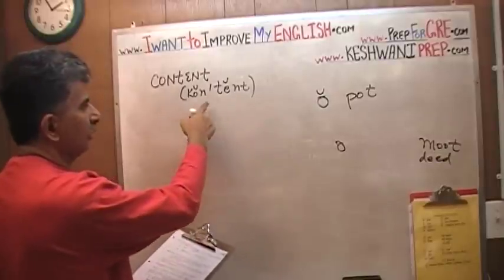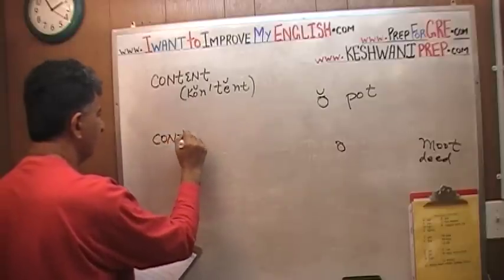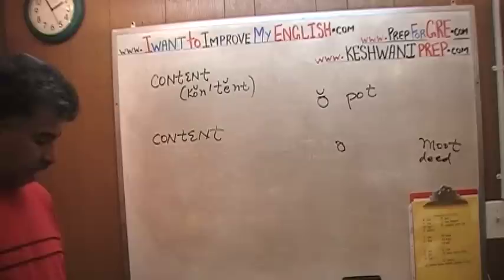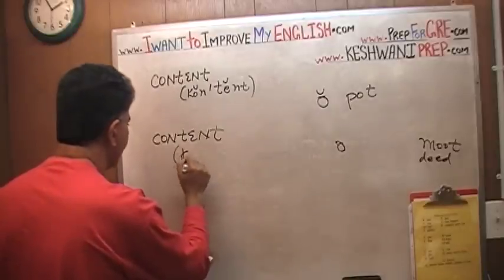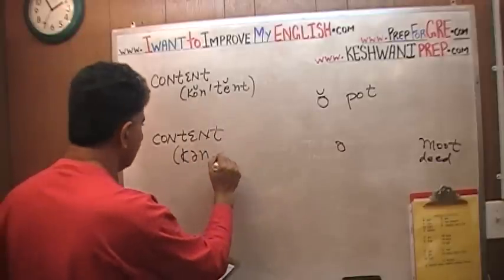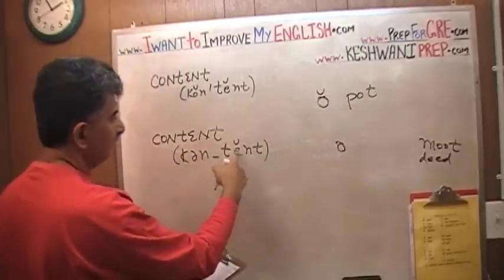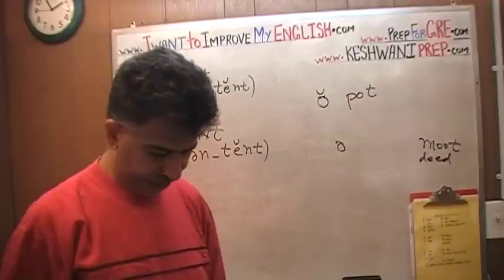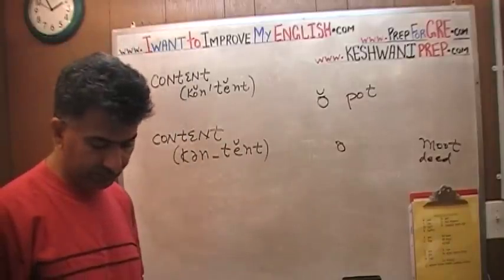Content, O, content, as opposed to this word right here. Same exact word, same exact spelling, but different pronunciation makes the world of difference. It becomes a different word. Now instead of con, it is con. Same ending, tent. So content, one more time, content as opposed to content. This is a different word than this word. Do you know the difference between content and content?